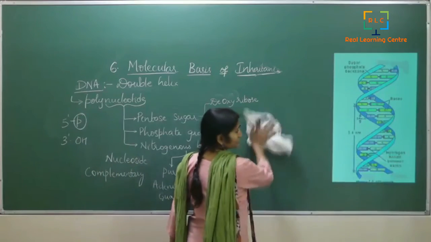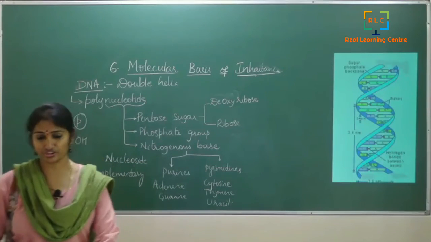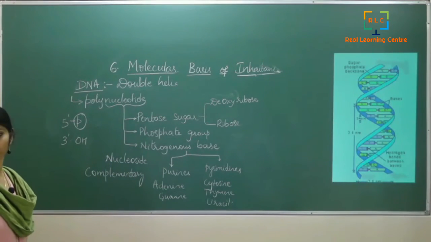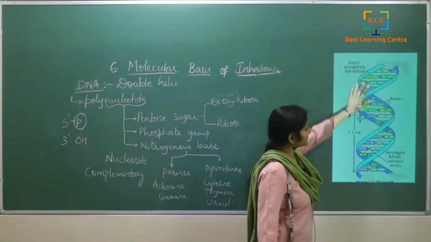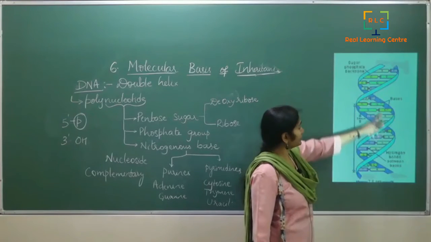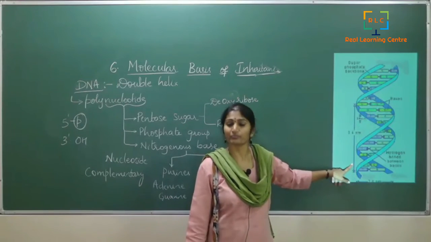I'm sure you are able to see the structure here. Talk about the DNA structure. Now this basically is a helical structure. DNA is basically a helical structure. So you see that it is a helix. It has two polynucleotide chains, which we have already seen, right?